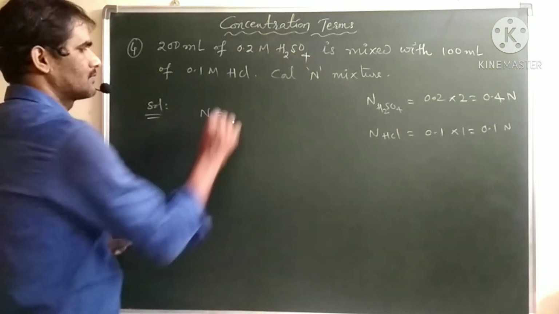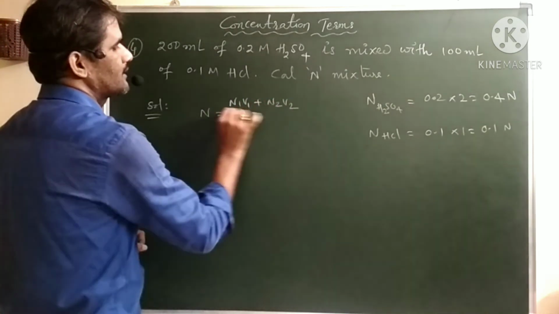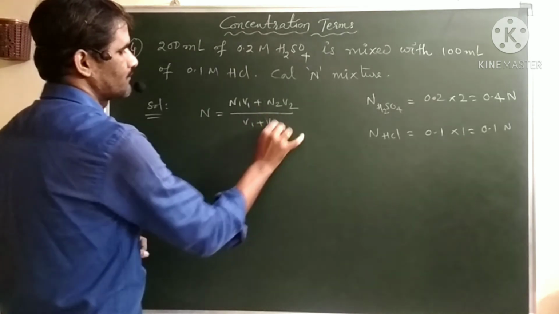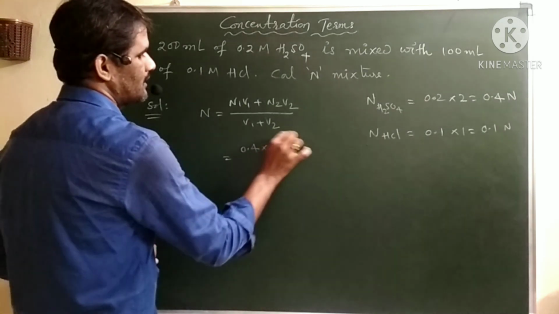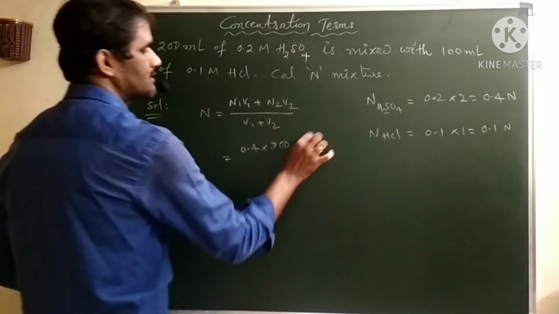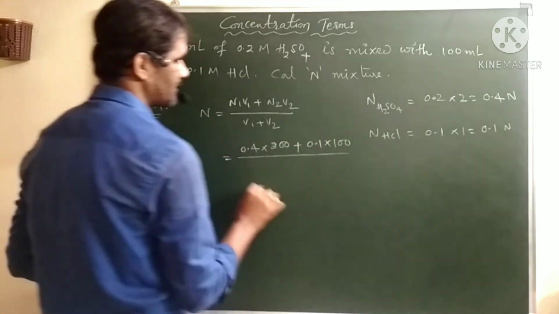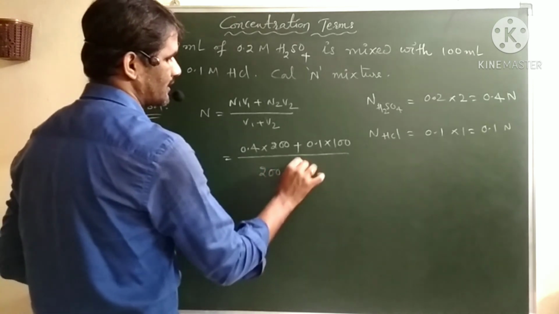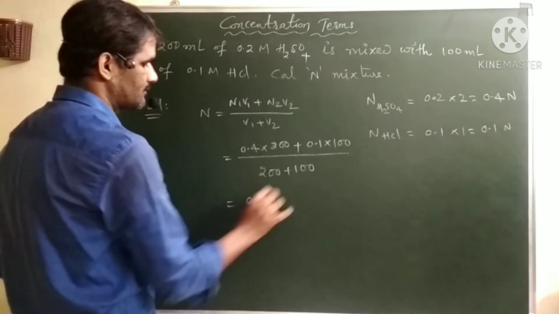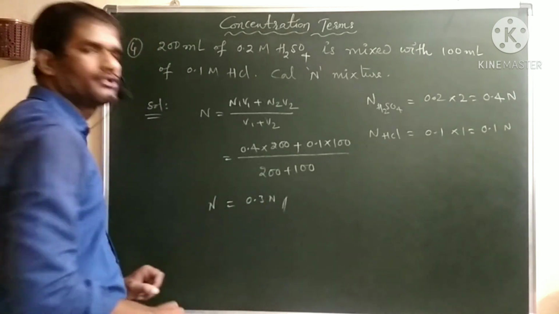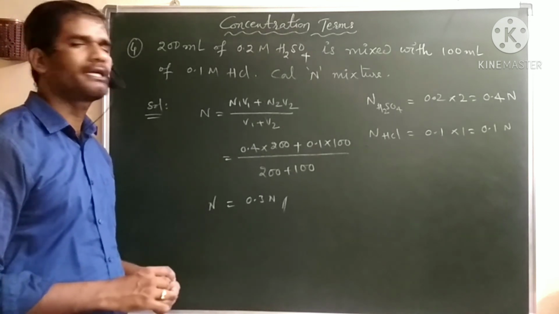Now in the equation, again N1V1 plus N2V2 by V1 plus V2. For N1, 0.4 and the volume here is 200 ml, plus the HCl normality 0.1 with its volume 100 ml, divided by 200 plus 100, and this will give overall 0.3 normal. The resultant normality of the solution is 0.3. These are some various models related to normality.